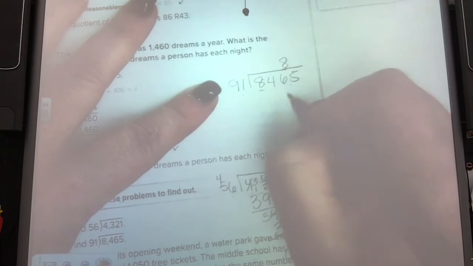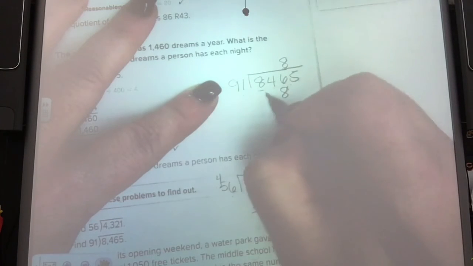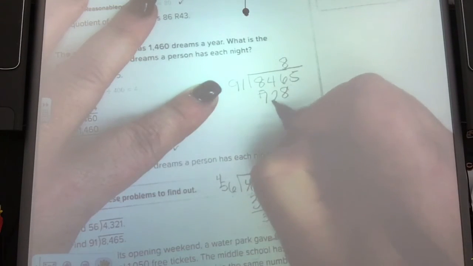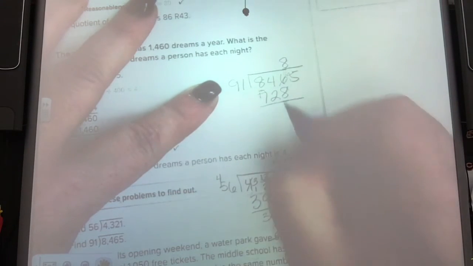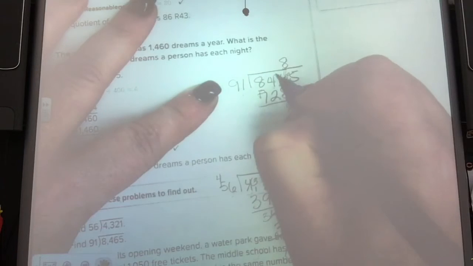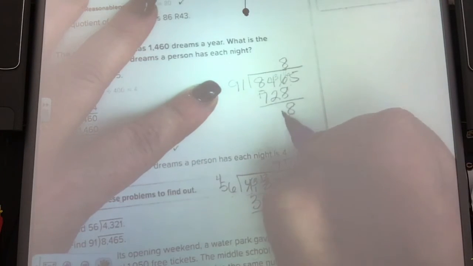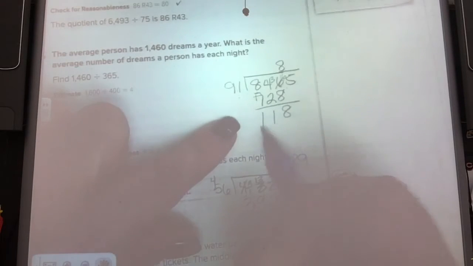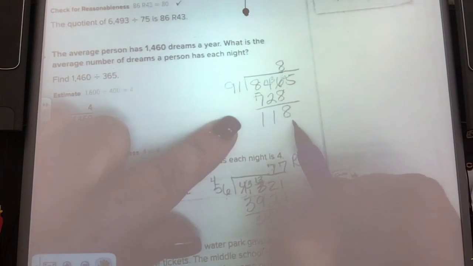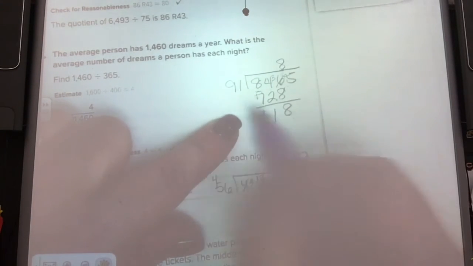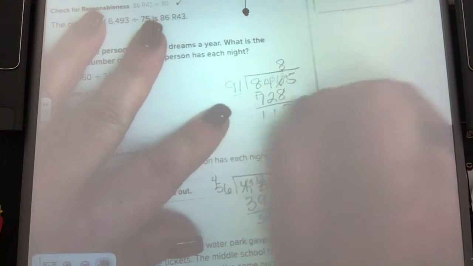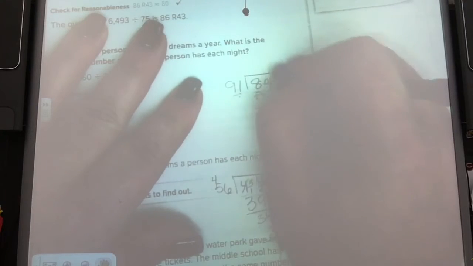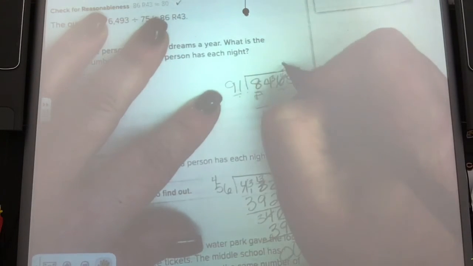8 times 1 is 8, and 8 times 9 is 72. Ooh, I think I'm off. I'm going to try it though. 16 minus 8 is 8. I am off. 3 minus 2 is 1. 8 minus 1. Now, here, I ended up with 118 left over. So that tells me because it's higher than 91, this has to go up a number. So I'm going to have to erase, and I'm going to have to make that a 9.